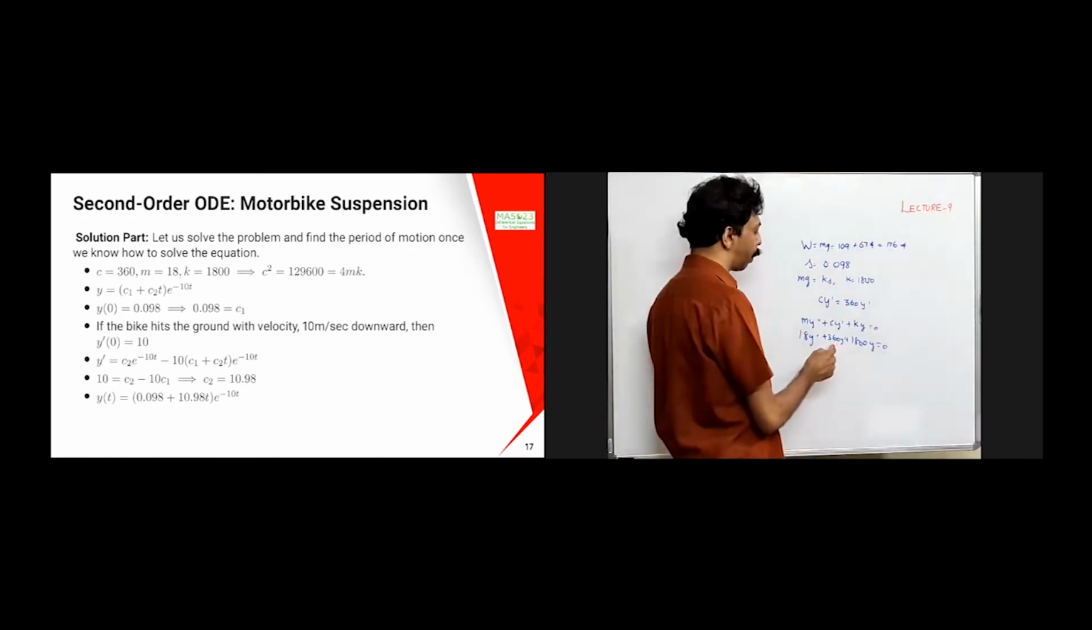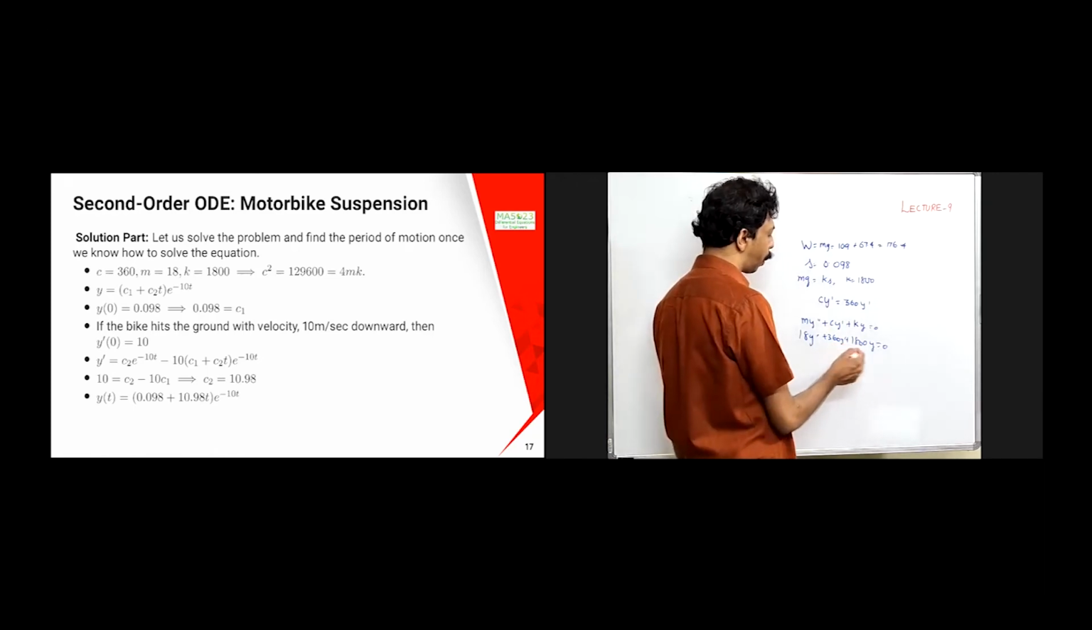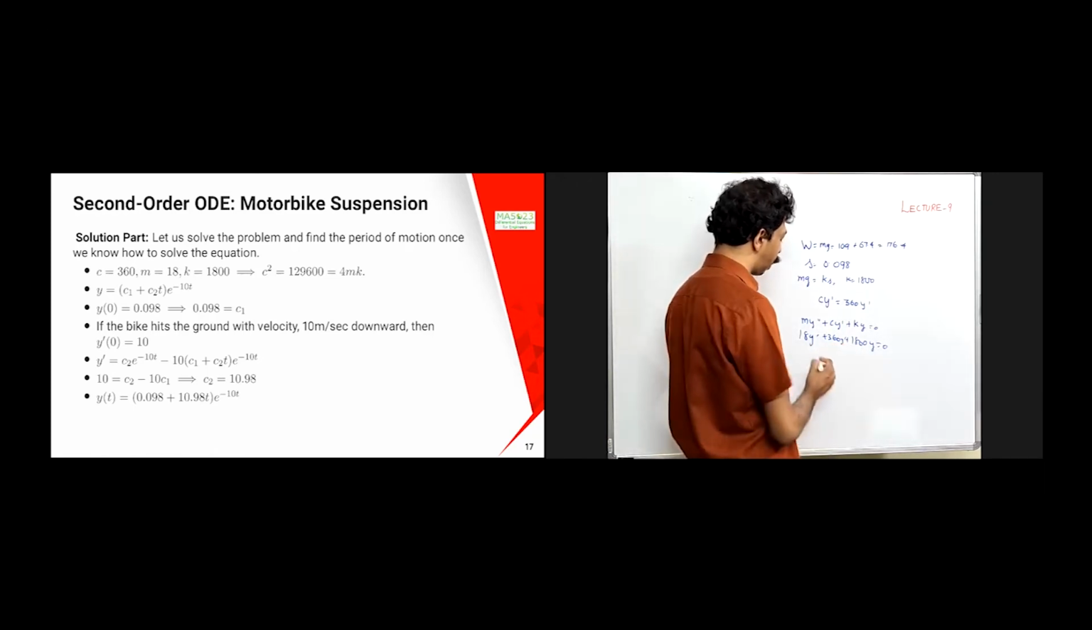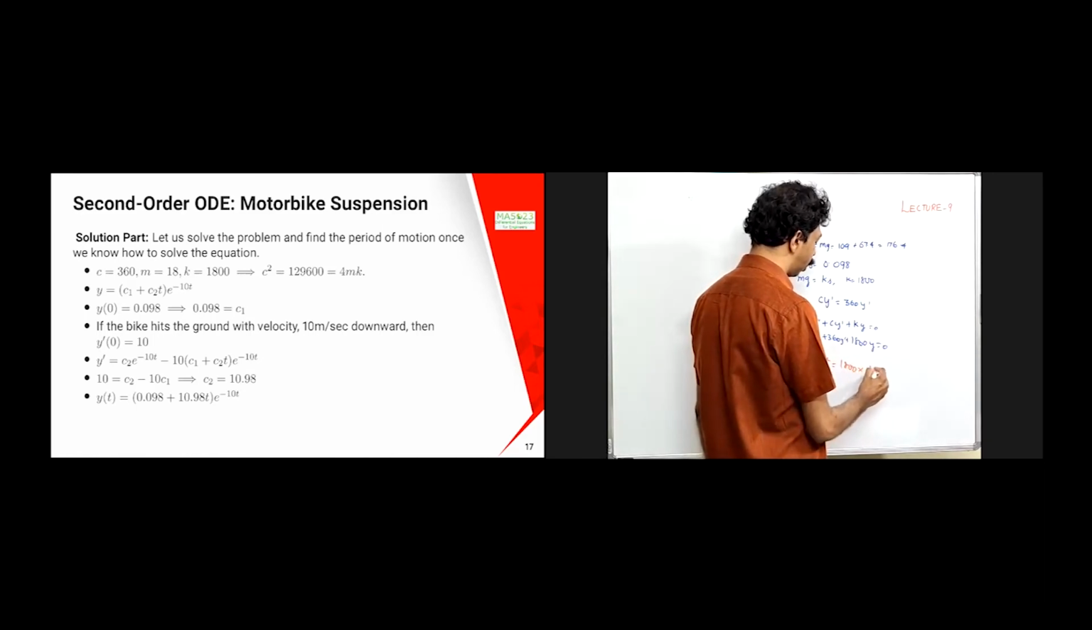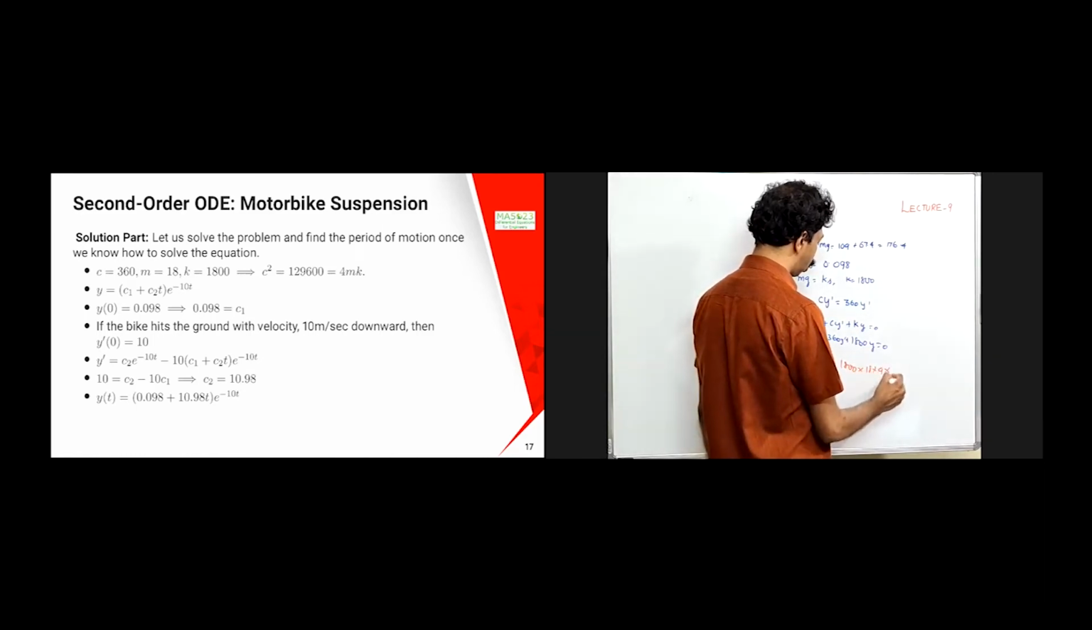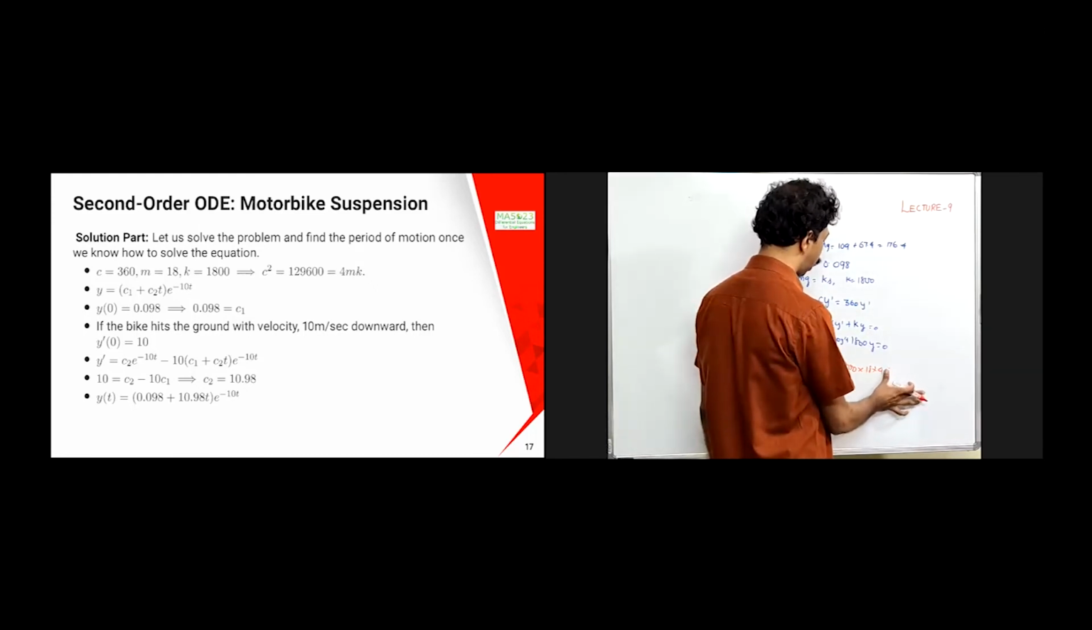So C square is going to become 360 square, and 4mk is going to be 1800 into 18 into 4. Okay, 4 into m into k. So this is going to become 360 square.